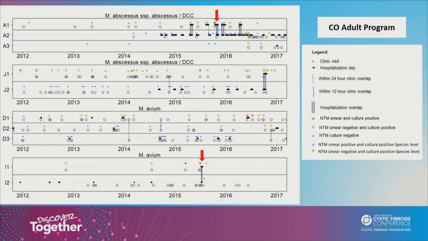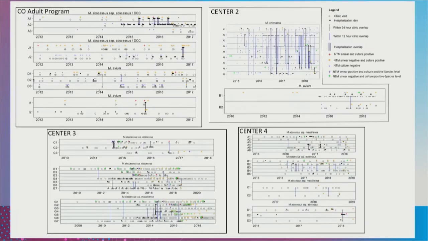In both of these cases, highlighted by the red arrow, you can see that there is a smear positive, culture positive patient, subject one in both cases, who has a prolonged hospitalization overlapped with subject two. And then subject two goes on to become culture positive for the first time, in one example within a month, and in another example within less than a year. So this just gives you an idea of what we're looking at when we look at these timeline overlaps. All these overlaps represent opportunities for transmission. It doesn't convey that there was, in fact, a transmission, but it's epidemiologically linking an opportunity for transmission.